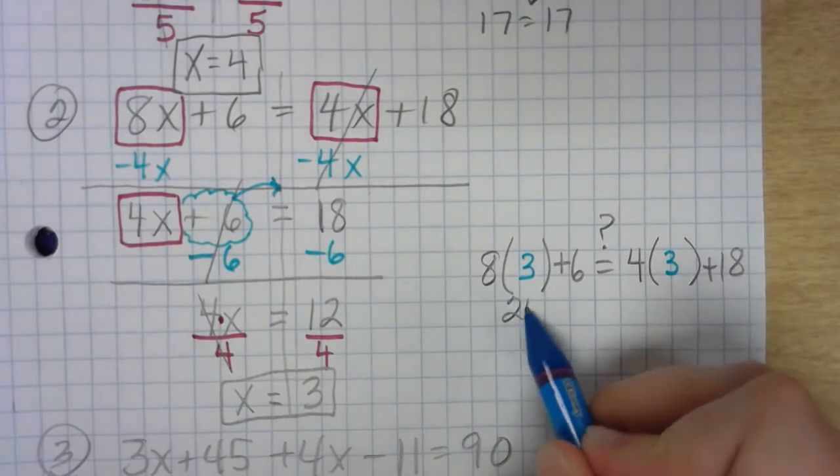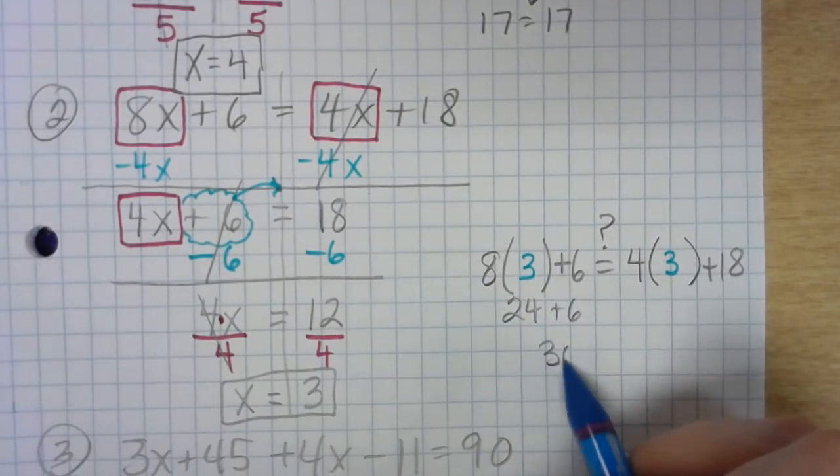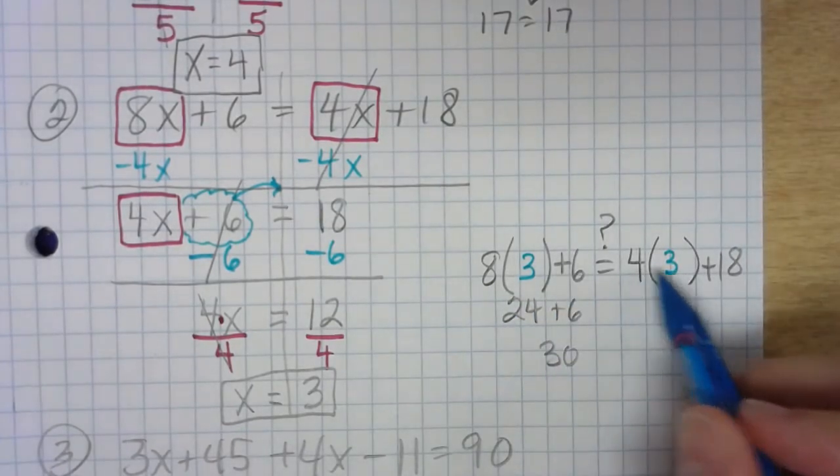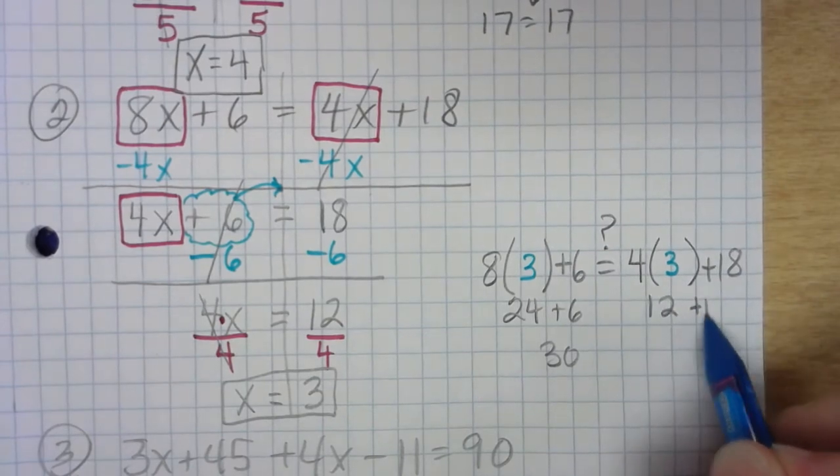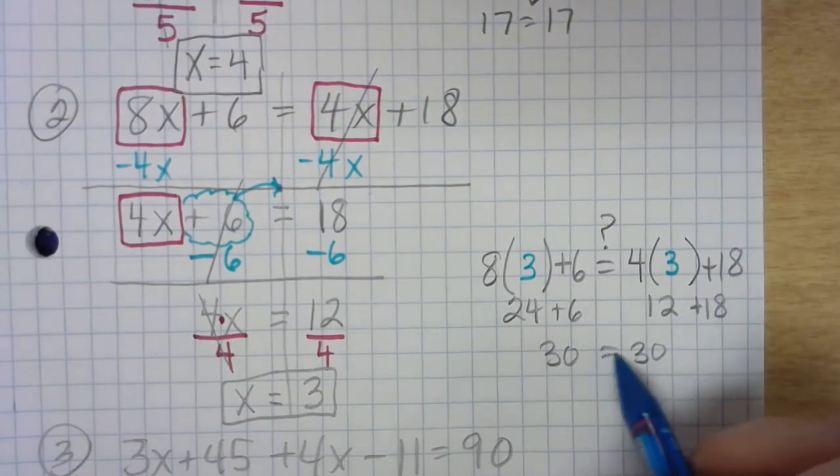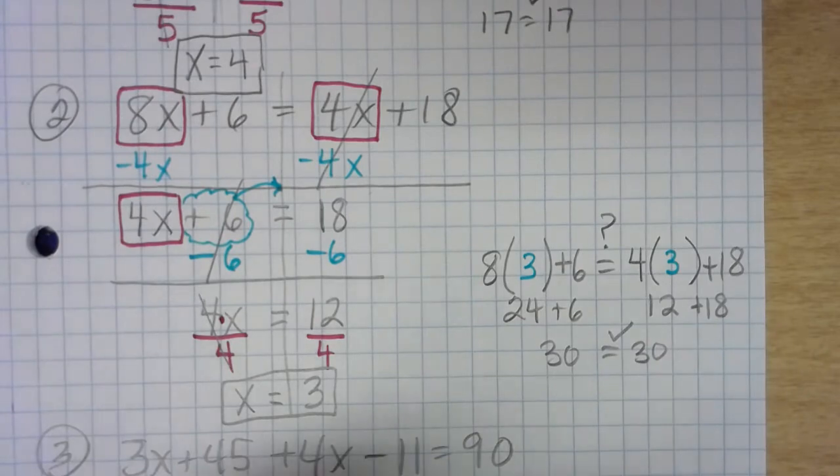8 times 3 is 24. 24 plus 6 is 30. Over here, 4 times 3 is 12. 12 plus 18 makes 30. So those are the same value. Cool?